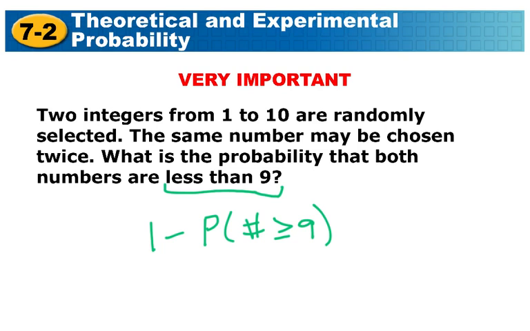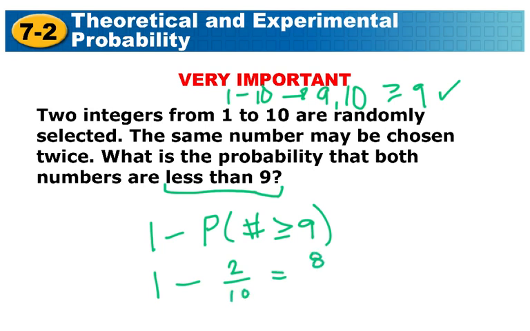So, how do we do that? We're going to do 1 minus the probability that a number is greater than or equal to 9. Looking at the list from 1 through 10, the only ones greater than or equal to 9 are 9 and 10. That means there are 2 out of 10 options, and so officially that's 8 out of 10. And again, these are all theoretical probabilities, because we didn't actually draw the cards themselves.